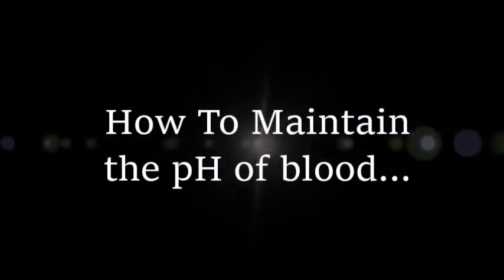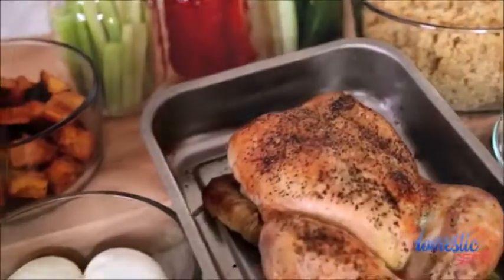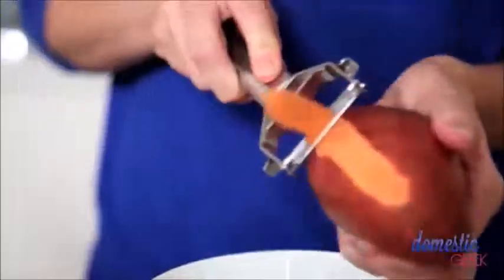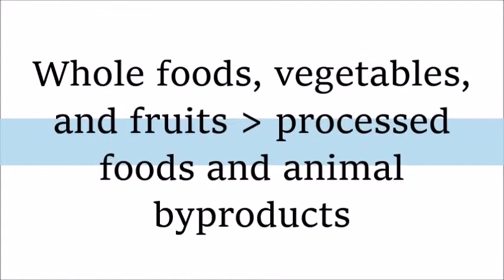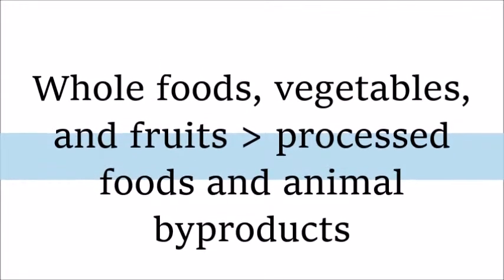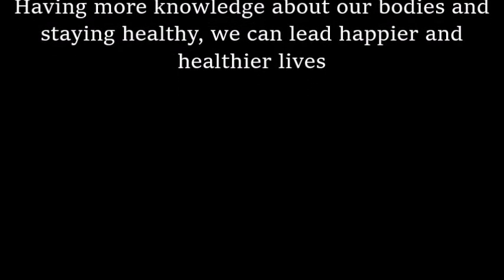Knowing all of this, there are ways to maintain the pH of blood. The main one is eating healthy. Since blood is slightly alkaline, it's best to eat foods that are alkaline in nature. Whole foods, vegetables, and fruits tend to be more alkaline, while most processed foods and animal byproducts tend to be more acidic. Having more knowledge about our bodies and staying healthy, we can lead happier and healthier lives.